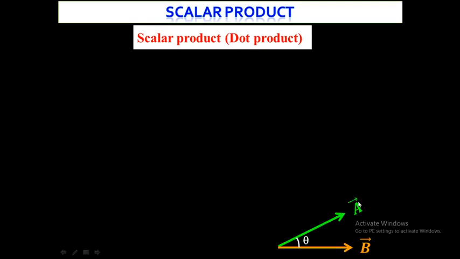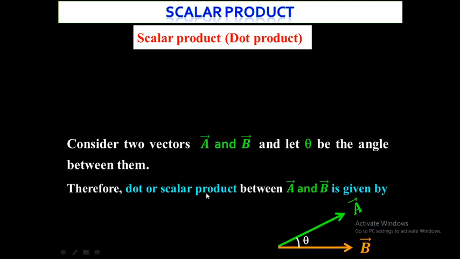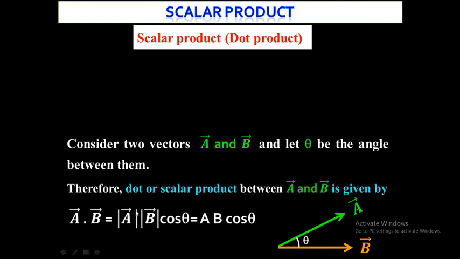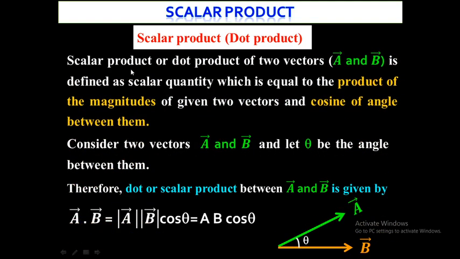Consider these two vectors, vector A and vector B, and suppose theta is the angle between them. Therefore, the dot or scalar product between vector A and B is given by vector A dot vector B is equal to the magnitude of A, magnitude of B, and cosine of the angle between them, that is AB cos theta. So the standard definition is: the scalar product of two vectors, A and B, is defined as the scalar quantity which is equal to the product of the magnitudes of the two given vectors and the cosine of the angle between them. Now we will move towards the properties of scalar product.